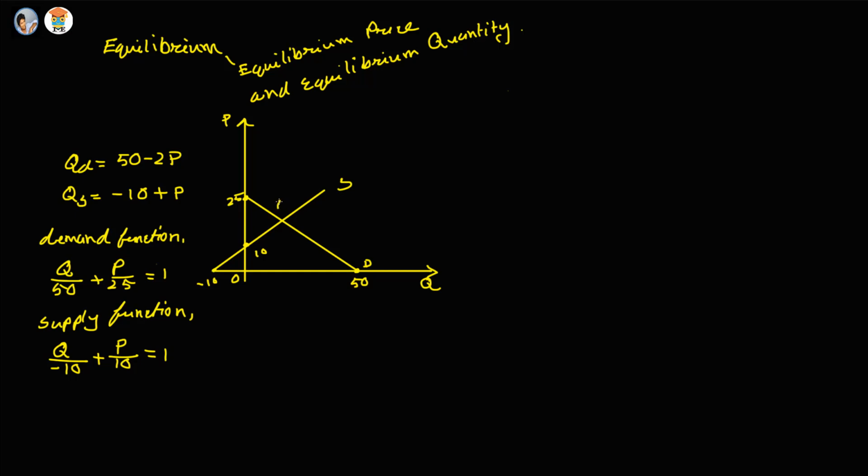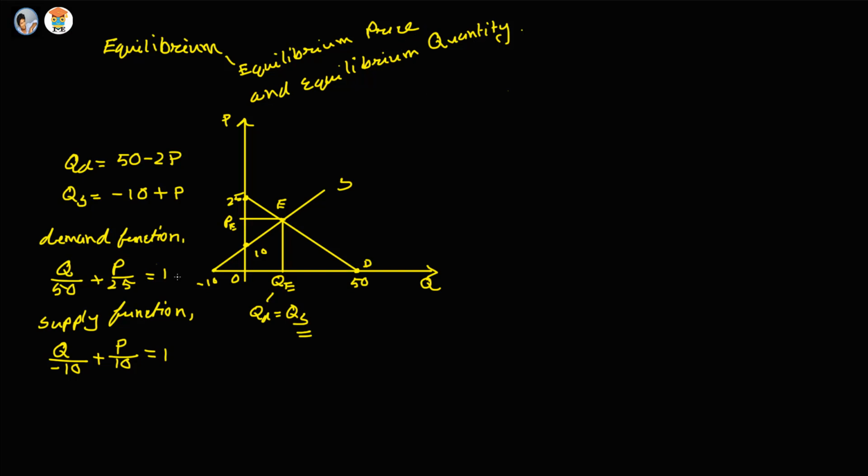So this point is the equilibrium with equilibrium price P and equilibrium quantity Q. And at equilibrium what happens? Quantity demand is equal to quantity supply. We can use this argument to find out the mathematical value of equilibrium price and equilibrium quantity.